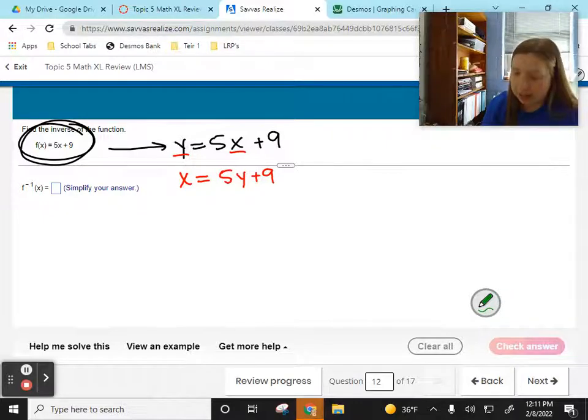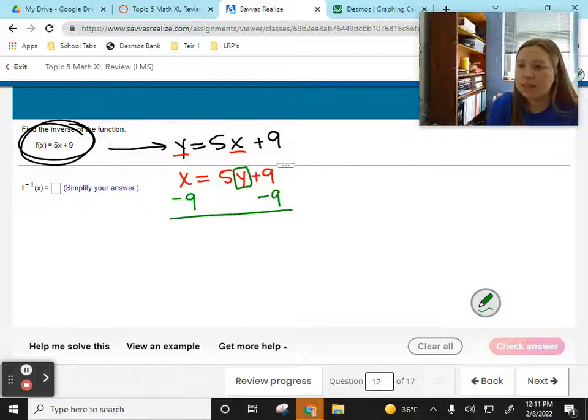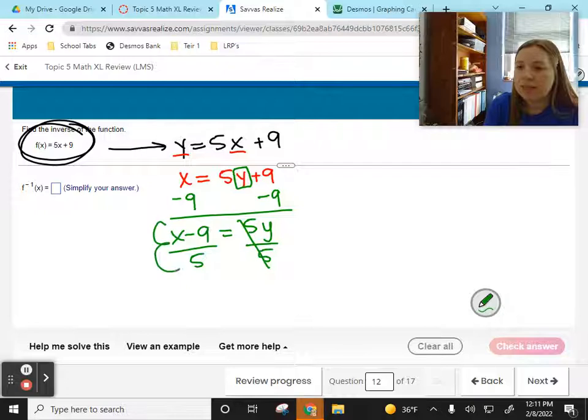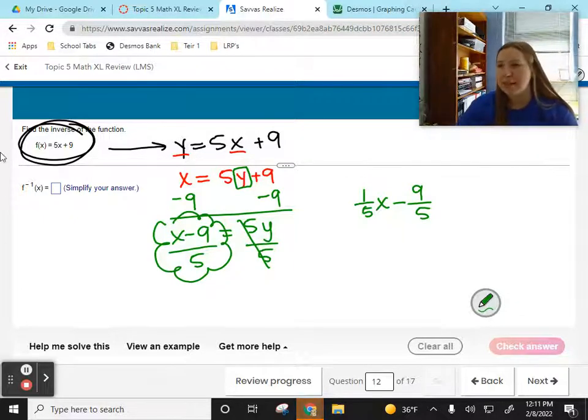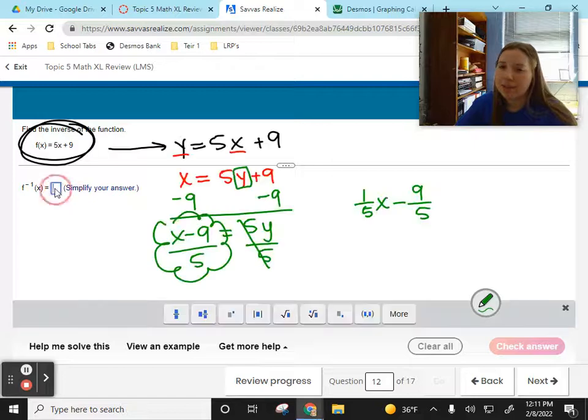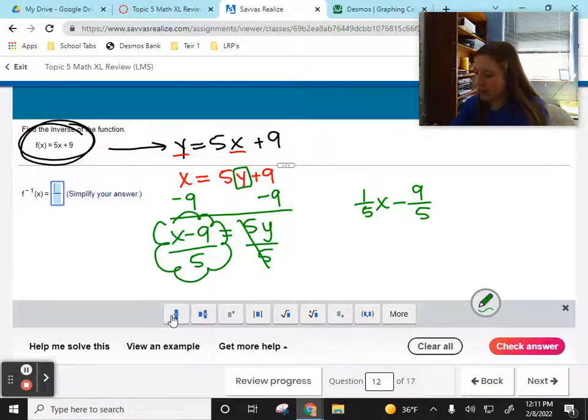And then our final step is to get y by itself. We subtract 9 from both sides. X minus 9 equals 5y. And then we divide both sides by 5. Canvas will accept this as your final answer, or you could write it as 1/5 x minus 9/5, but that takes a lot of time to type in. So I'm just going to go with x minus 9 divided by 5.